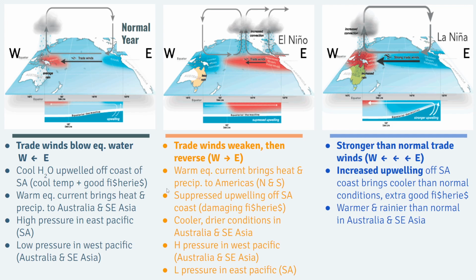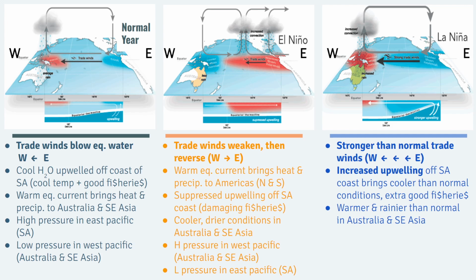Now we'll look at the El Nino event. The major indicator of an El Nino event is that the trade winds are weakening and they are actually going to reverse their direction. So they are no longer blowing from east to west, but they are going from west to east. What this does is it shifts the concentration of warm surface waters towards the Americas.